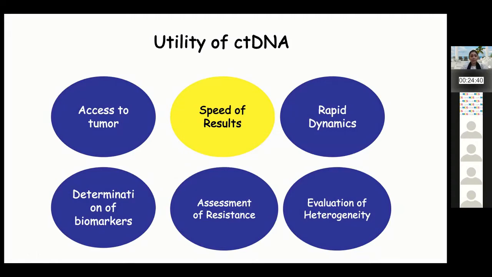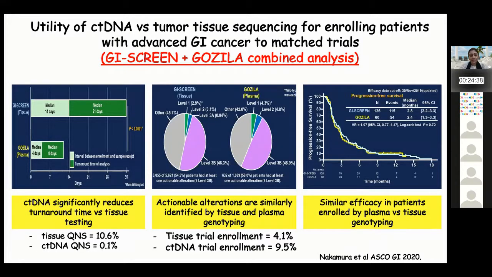What about speed of results? This was a very nice study that came from our Japanese colleagues. It was a large genomic screening program that took place in Japan. You had the GI screen, which looked at tissue profiling, and the Godzilla study, which looked at liquid biopsy profiling. In terms of turnaround time, using circulating tumor DNA significantly reduces the turnaround time versus tissue testing. You can see a median of almost 21 days with tissue versus 8 days with plasma. And even the quantity not sufficient problem is significantly reduced from 10.6% to 0.1%.